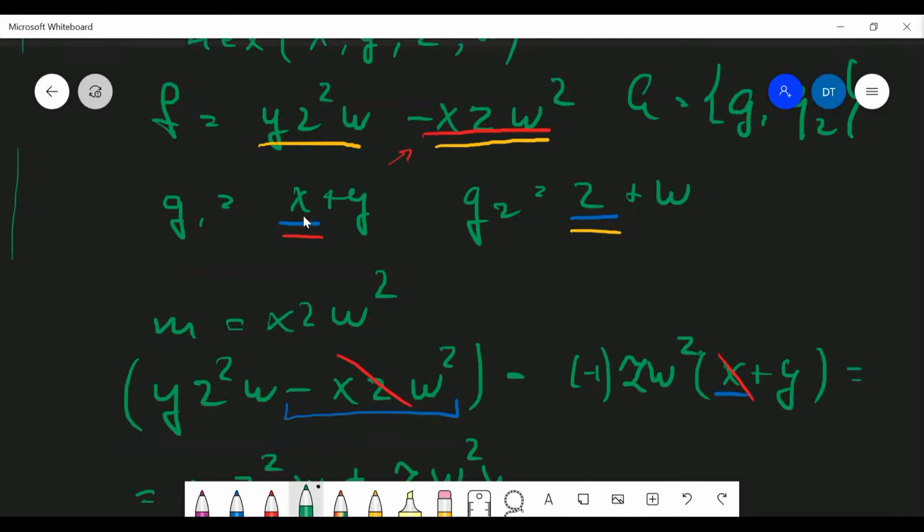So in order to avoid this mistake, just always underline the leading term inside your polynomials g1 and g2, and then you can replace this guy by the tail and not the other way around.